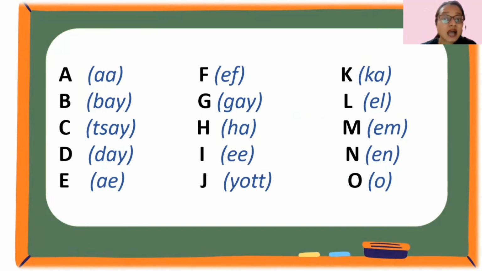A in German is A. So repeat after me. A, B, C, D, E, F, G, H, I, J, K, L, M, N, O. Okay, let's repeat again.